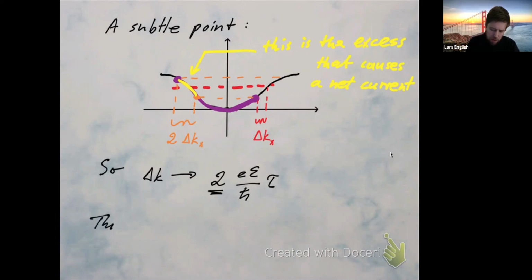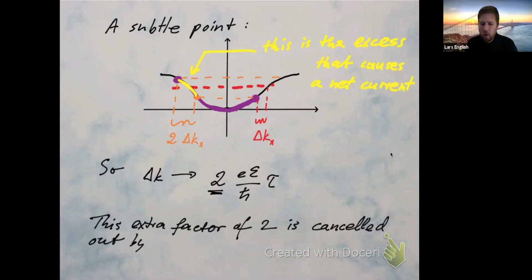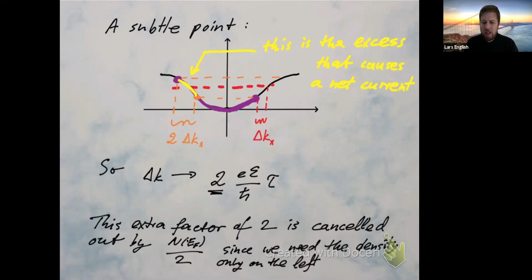But it turns out that that factor of 2 is exactly canceled out by another small error that we made. Namely, we said we needed this n at the Fermi energy, but the Fermi energy is also here. We really just need those electrons that are on the left side, not on the right side, and so there's another factor of 2 that just cancels that factor of 2, and the previous formula stands.